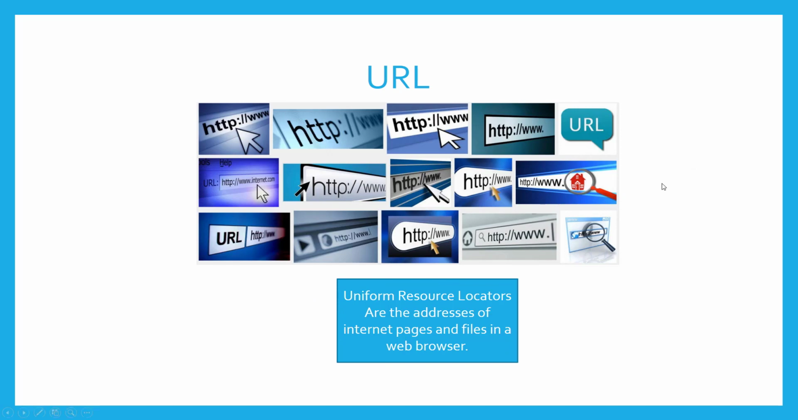URL, and that stands for Uniform Resource Locators. They are the addresses of internet pages and files in a web browser. So like in the top of your page, as you can see in these pictures, it usually starts out http://www and then wherever you want to go. For the library, it'd be www.mrrl.org. And org stands for organizations.